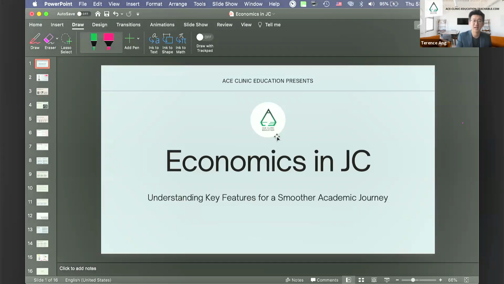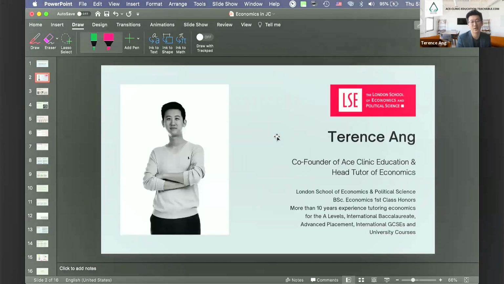My name is Terence. I'm the co-founder of Ace Clinic Education and also the head tutor for economics. I graduated from the London School of Economics and Political Science a couple of years back, graduated with first-class honors in economics, and started this tuition center and was in charge of teaching economics ever since.